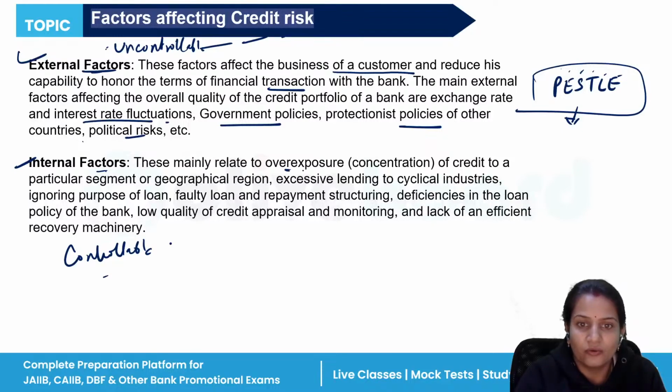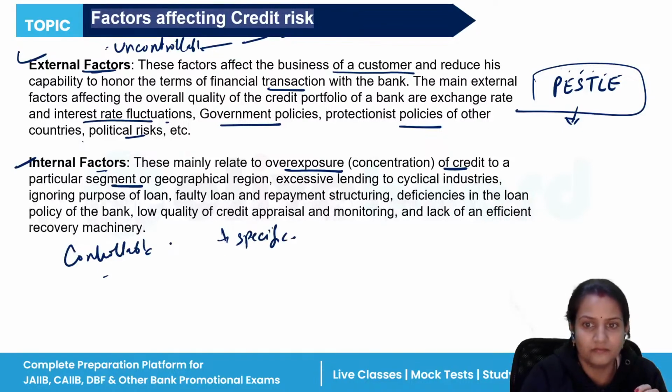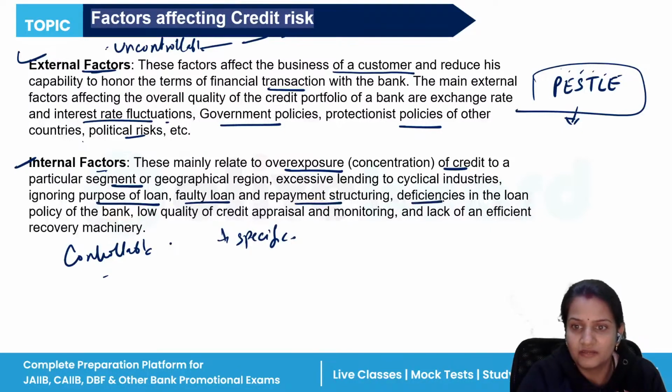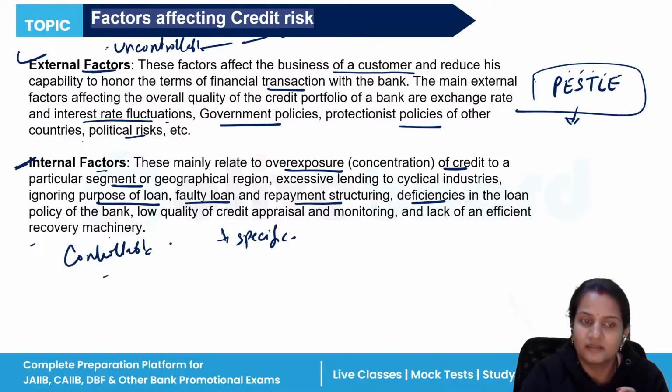So they mainly relate to overexposure of credit to a particular segment. So this talks about the specific things, like ignoring purpose of loan, faulty loan repayment structuring, borrower's default, deficiencies in loan appraisal, loan disbursement not done properly, low quality credit appraisal, lack of efficient recovery machinery. So all these are the internal factors that, if needed, we can control, we can improve, we can overcome. But the other factors are not controllable.